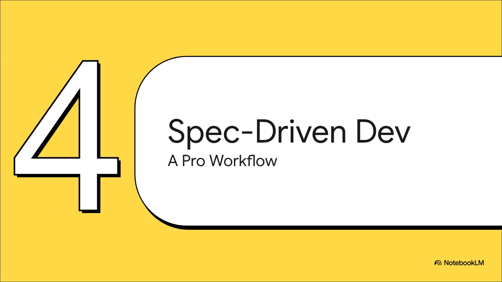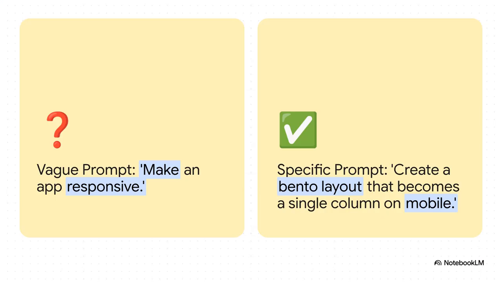We've got our playbook, we've got our team of agents, we've got our automated hooks. It's time to combine them into the ultimate workflow, something that professional engineering teams do every day: spec-driven development. Just look at the difference here. A vague prompt like "make the app responsive" is going to get you generic, probably buggy results. It's just too open-ended. But a specific prompt, a real spec, like "create a bento layout that becomes a single column on mobile," now you're talking. That's a clear, testable requirement. It gives the agent a precise target. You're not just asking it to code, you're asking it to solve a very specific, well-defined problem.